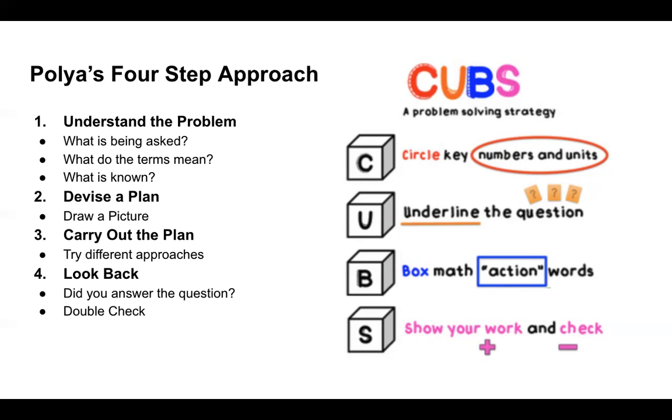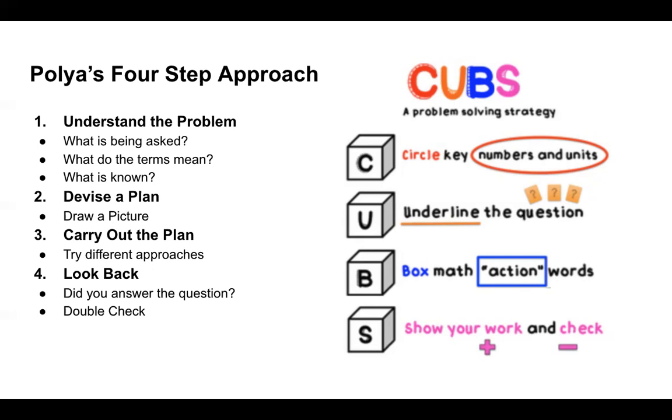In Polya's four-step approach, the first step is understand the problem. What is being asked? What do the terms mean? What is known? This correlates with the letter C and the letter U. C is for circle the key numbers and units. So what is being asked? U is underline. Again, what is being asked, the question. And going back to C is what is known. You know the numbers when you read the question. You know what the units are when you read the question.